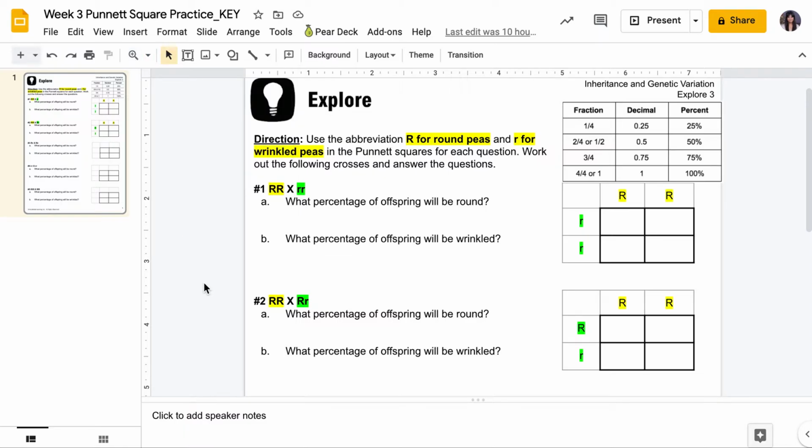Let's take a look at this assignment. Directions: use the abbreviation capital R for round pea and lowercase r for wrinkle pea in the Punnett square for each question. Work out the following cross and answer the questions. Number 1: homozygous dominant and homozygous recessive.